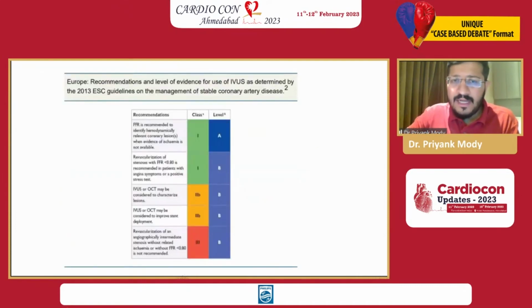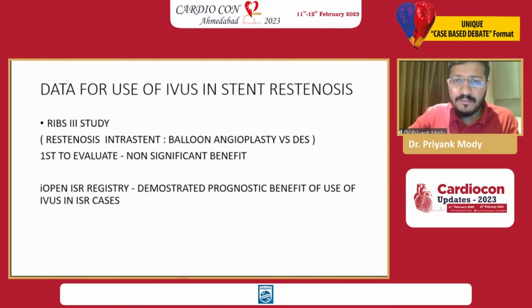What do the guidelines say? For non-LMCA lesions, IVUS and OCT or imaging is still a class 2B indication. What is the data of use of IVUS in in-stent restenosis? RIPS-3 study was the first to evaluate. Here, no significant benefit was found, particularly because only around 40% of the patients had IVUS use during the procedure in in-stent restenosis, and the use of IVUS was put on the operator's discretion.